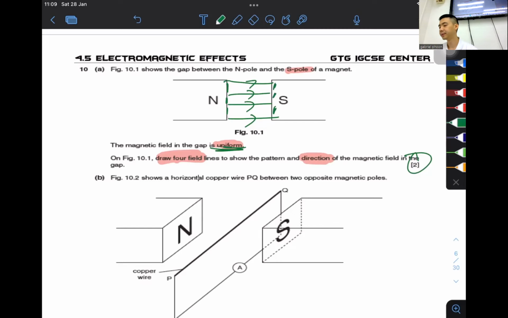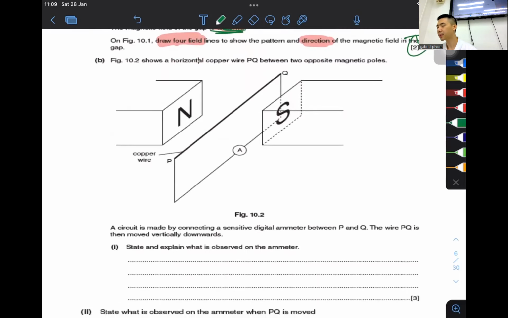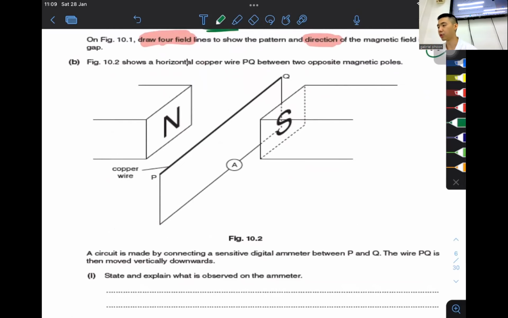Okay. All right. Then after that, the next part here, figure 10.2 shows a horizontal copper wire PQ between 2 opposite magnetic poles. The circuit is made by connecting a sensitive digital ammeter between P and Q. Guys, when you see this word sensitive digital ammeter, sensitive means to say that it can measure very small changes. For example, it can measure up to 0.1 ampere, or if it's even more sensitive, it will measure even smaller, like 0.01. So when you see the word sensitive, it means it can measure very small.